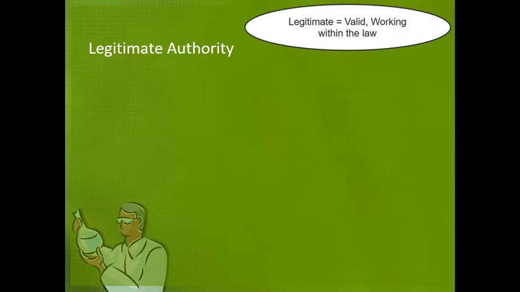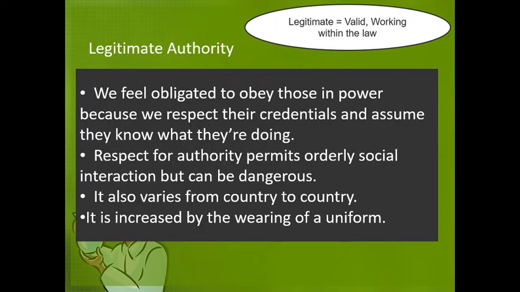Legitimate authority. Legitimate is just another way of saying valid, really. And this explanation says that we obey people because we assume that if they have authority, it's because they've earned it. It's important that respect for authority is good in a society. It means that we don't have riots all the time. It means we have law and order.